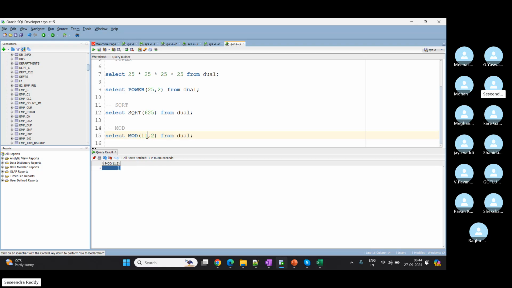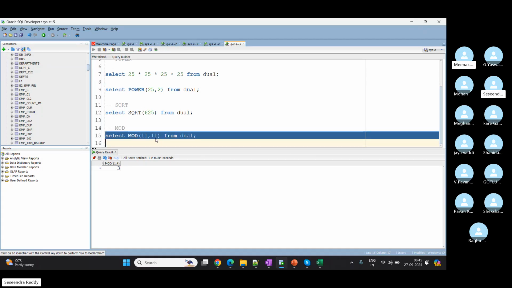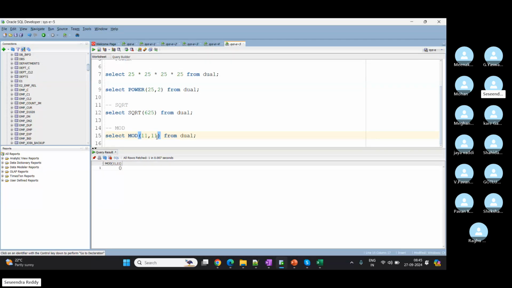Same way if I use 3, what can be the expected output if we use the mod function? After dividing 11 with 3, what is left? Mod value of 11 and 3 is 2, correct? So we can see 2. Same thing, if I use 4, it is 3. Correct. Okay, if I use 11, 11 divided by 11, the mod is 0, there is nothing left.